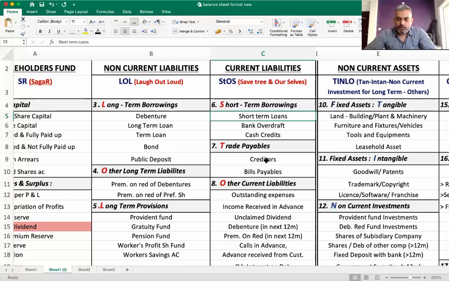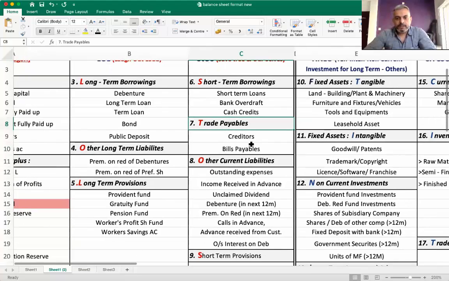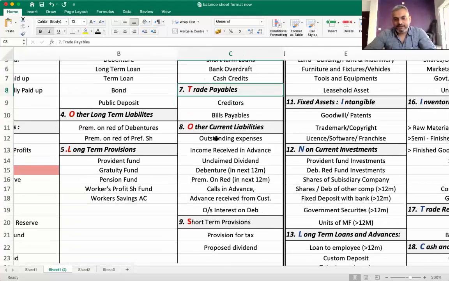Trade payables will have creditors and bills payable. So creditors along with bills payable will come to trade payables. Now, other current liabilities. So what are other current liabilities? You have seen in final accounts of partnership firm, outstanding expense, income received in advance, unclaimed dividend. You distributed dividend, but certain checks were not presented. They are not claimed by people. So it is unclaimed dividend.